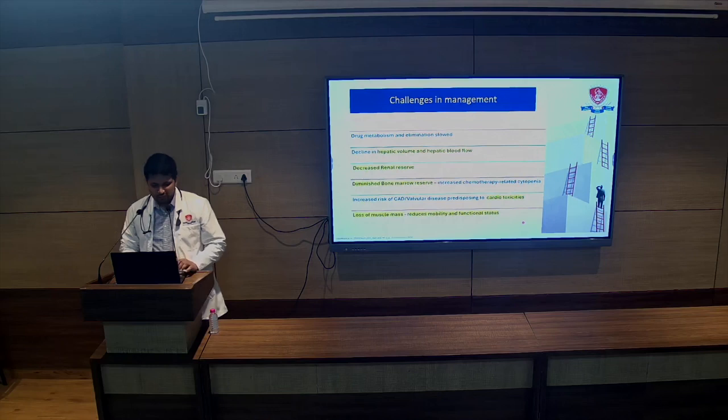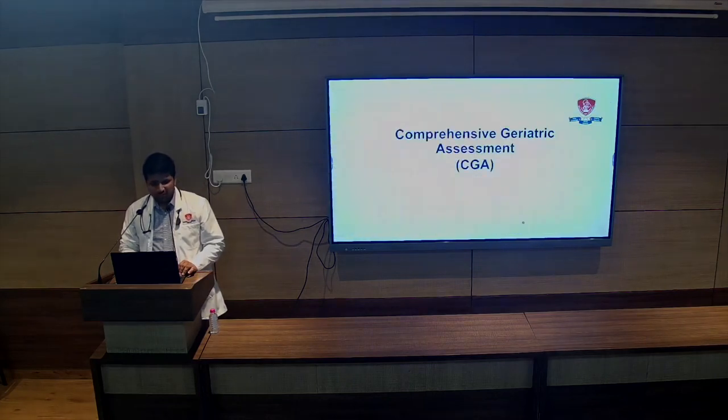To overcome these challenges, we have to take a systematic approach using comprehensive geriatric assessment, which is a diagnostic and treatment process for frail older patients to identify the medical, psychosocial and functional limitations of the patient, so that we can develop a coordinated care plan and maximize the patient's overall health.